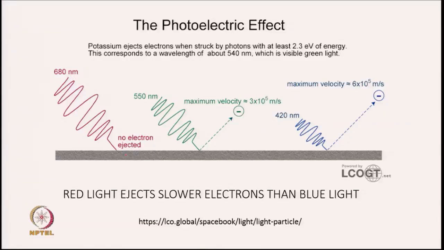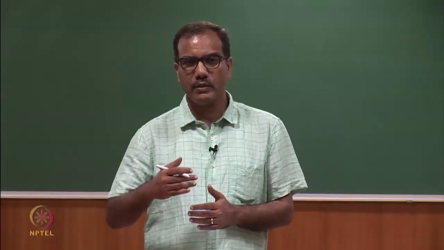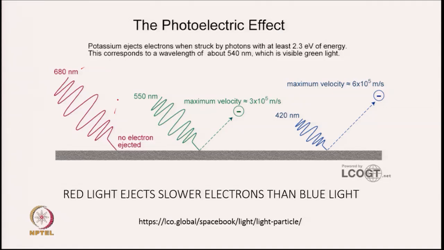So when you bombard the potassium surface with 680 nanometer light, what will happen is no electron is ejected. When you bombard with 550 nanometer light, electron will be ejected and its maximum velocity is 3 × 10⁵ meter per second. When it is bombarded with 420 nanometer blue light, electron is ejected with higher velocity. So red light ejects slower electron than blue light, and if you go much redder, then for example at 680 nanometer, it will not even eject electron.